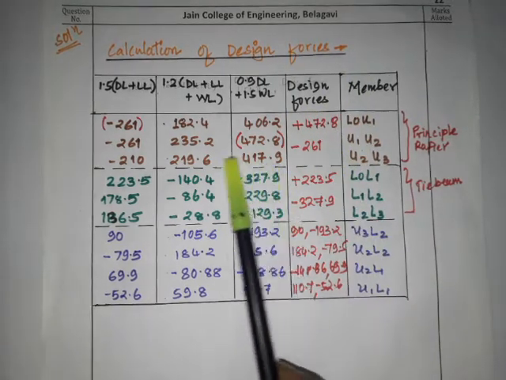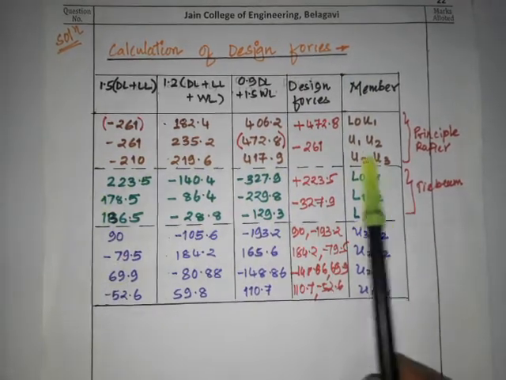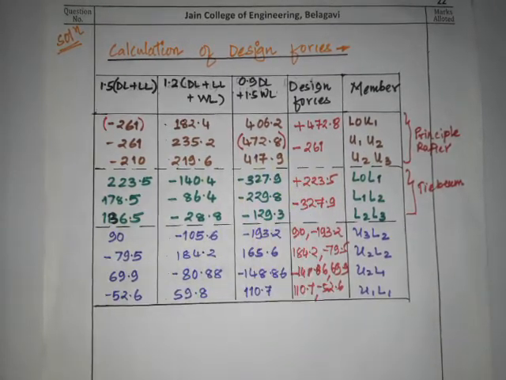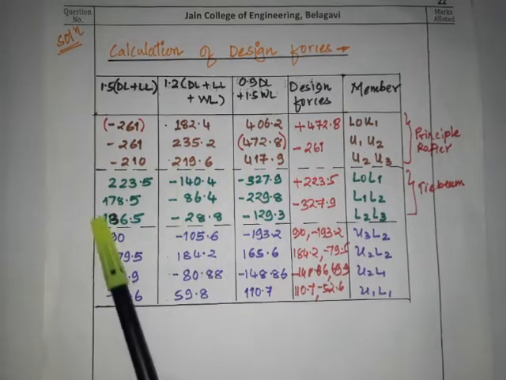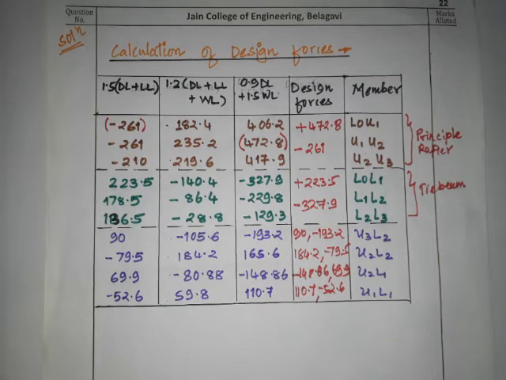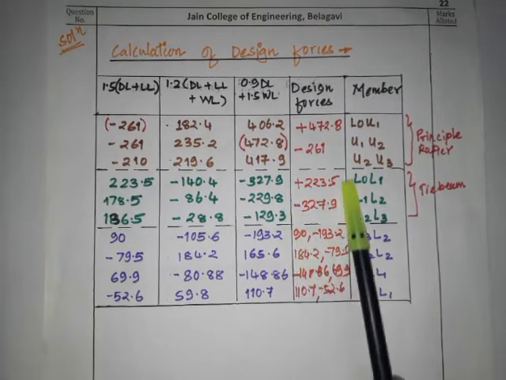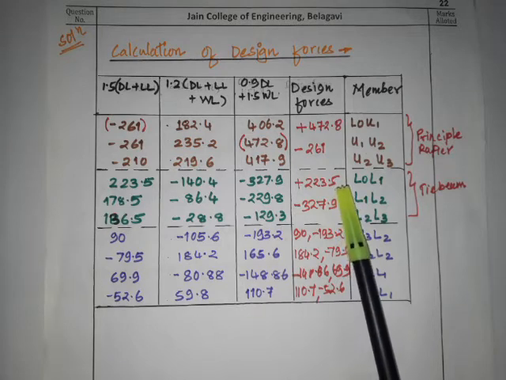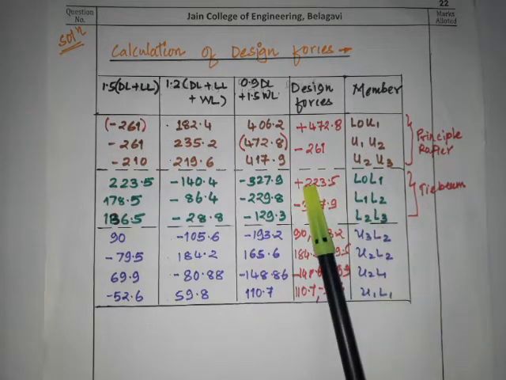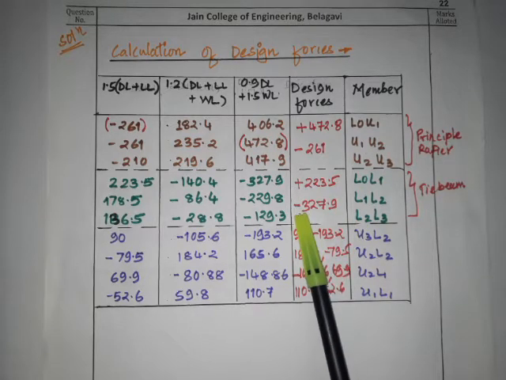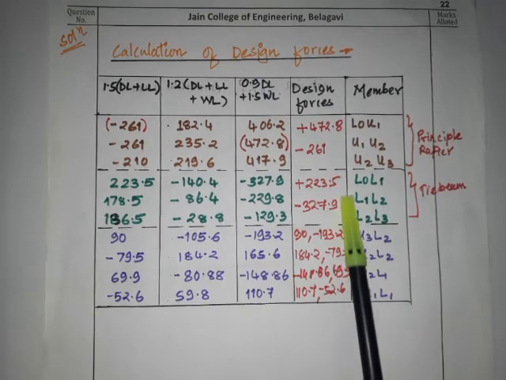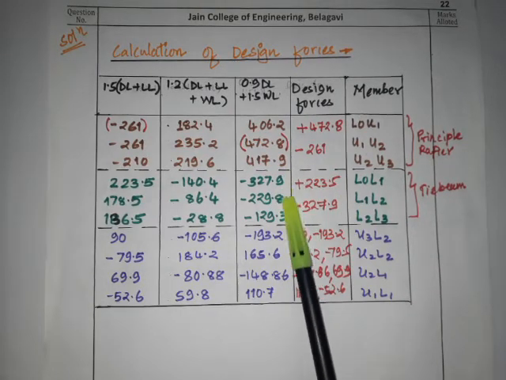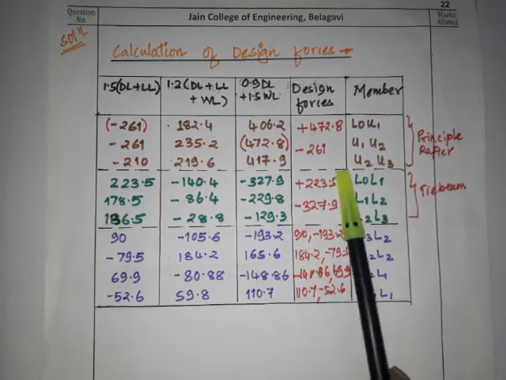The green color forces that you can see here are the forces for the main tie, and from this we got the maximum forces: the tensile force is 223.5 kilonewton and the compressive force is 327.9 kilonewton. So we have to design the main tie to carry or to counteract these two forces.